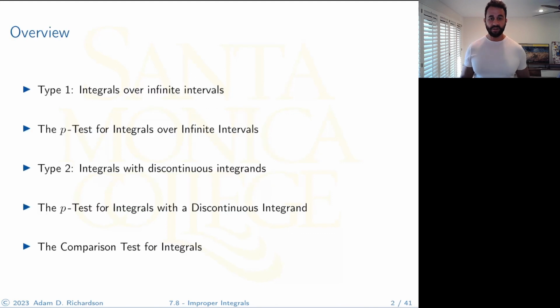All right, but here's the overview for this section. We're going to talk about two different types of improper integrals: integrals over infinite intervals, and integrals with discontinuous integrands. Then we're going to learn a few tests. We are going to prove a couple of these tests. We're going to learn two different p-tests. That's what they're called, the p-test. And then we're going to learn a very important test called the comparison test for integrals.